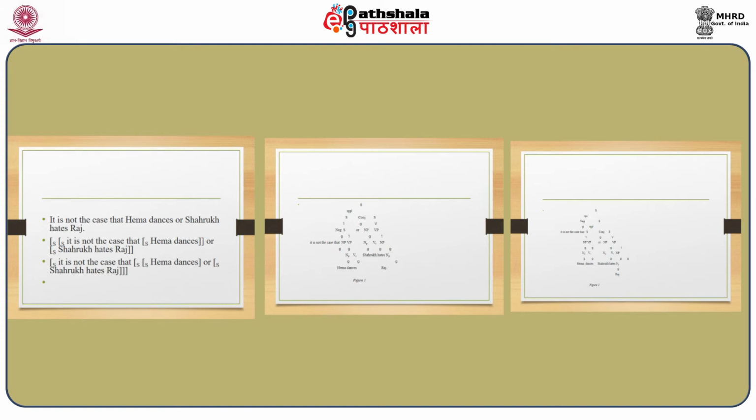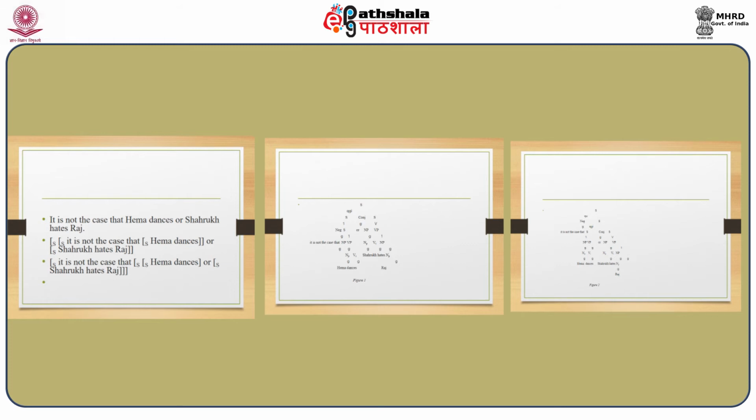So, for example, Hema dances, or Shahrukh hates Raj. It is not the case that Hema dances or Shahrukh hates Raj. It is not the case that Hema dances or Shahrukh hates Raj and Raj sings, and so on. It is also complex enough to generate sentences that are potentially ambiguous. So look at sentence 5. It is not the case that Hema dances or Shahrukh hates Raj.